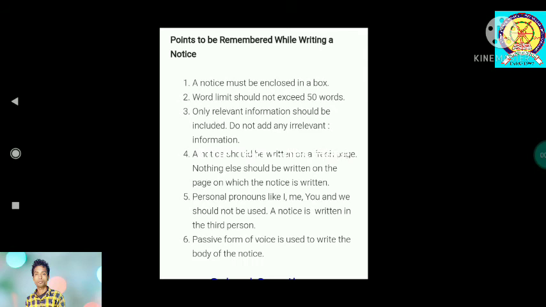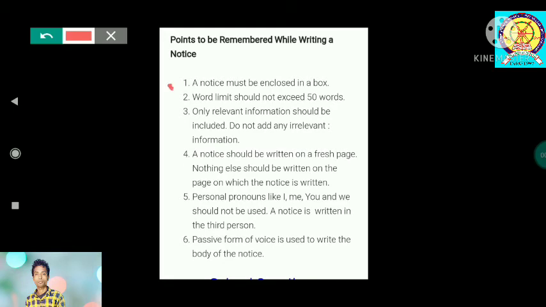Hello dear students, today our topic is about writing a notice. Before writing a notice, you have to keep some points in mind: the rules to write, prepare, or make a notice. As we know, there are some rules for writing a notice, so let's check out what they are.